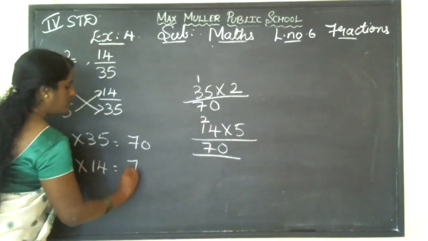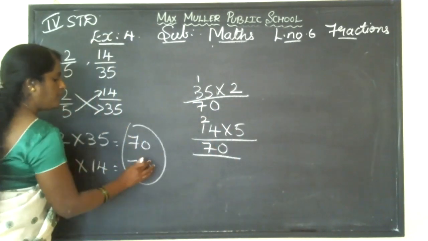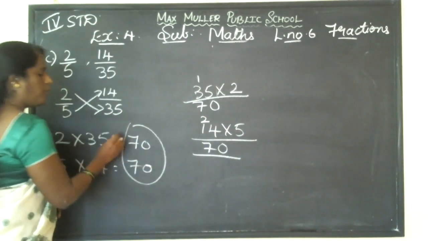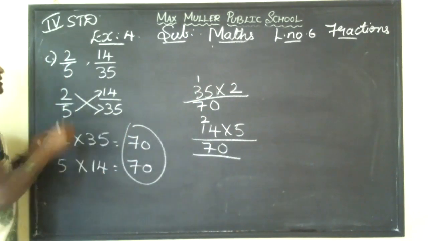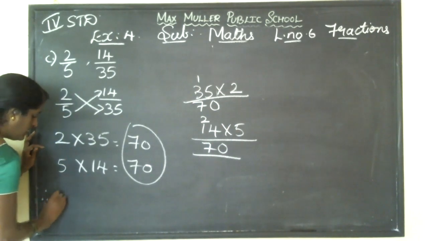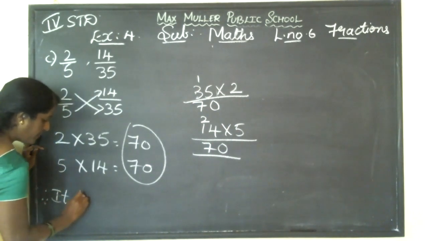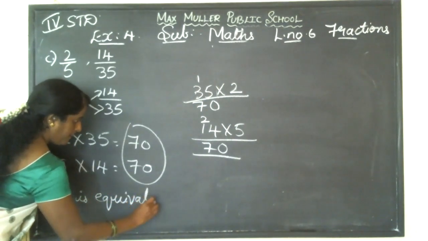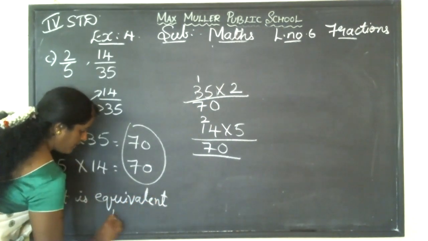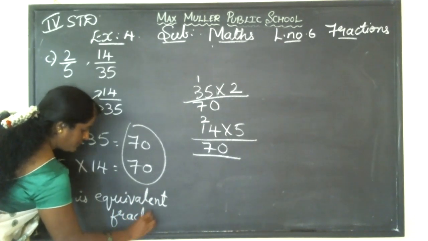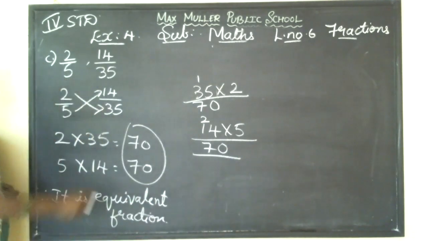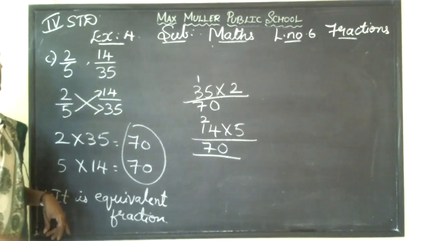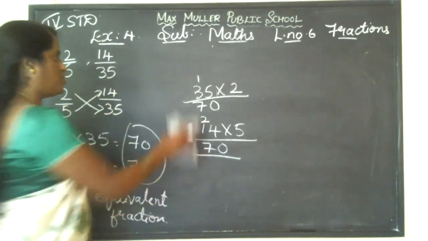Here the product in both the cases is the same. Therefore it is an equivalent fraction. Yes, no children? If both the answers come the same, it is an equivalent fraction.